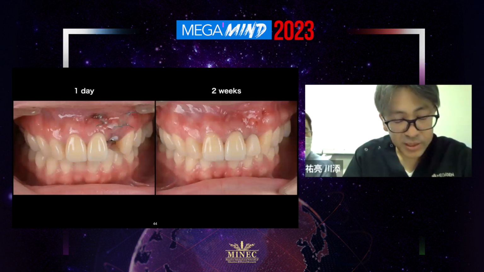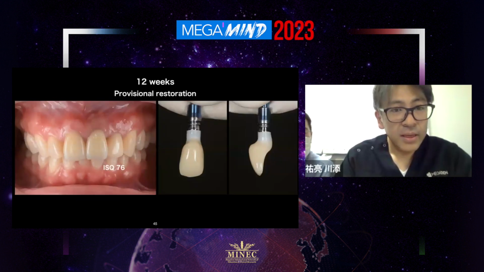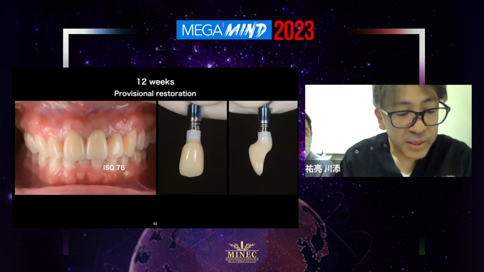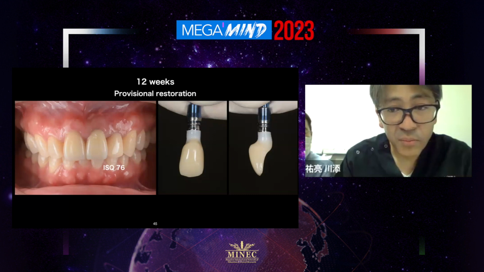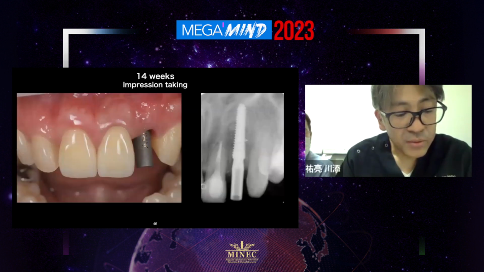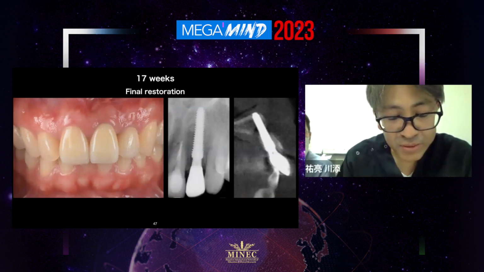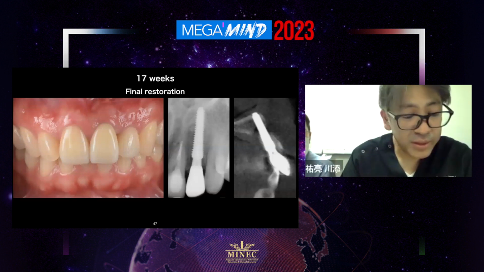Progression of the implant site was good. I measured the ISQ again 12 weeks after operation. The ISQ was stable, so I made a provisional restoration. And I took an impression after 14 weeks with Prime Scan. The implant superstructure was placed 17 weeks post-operatively.